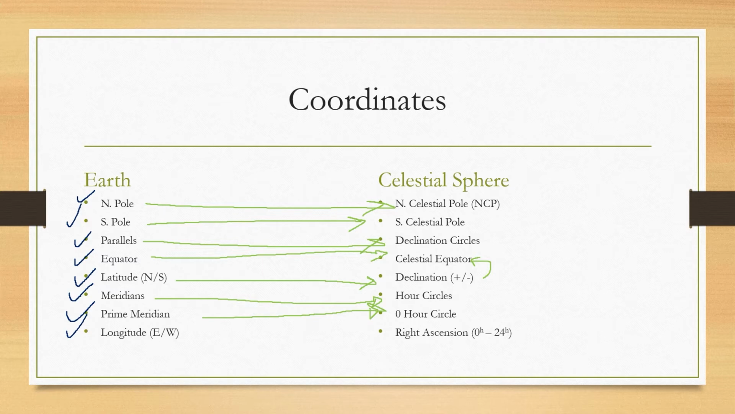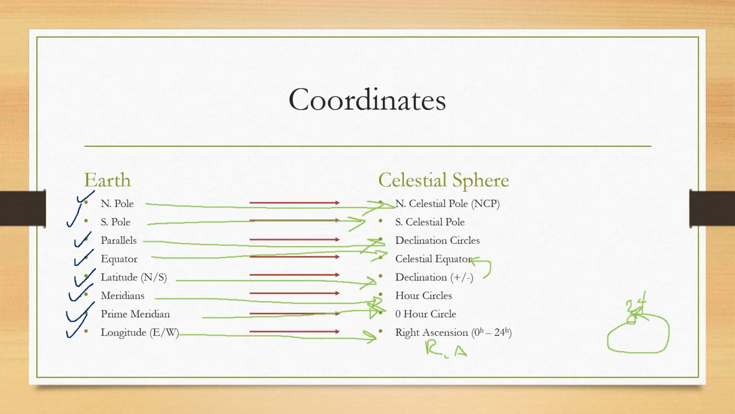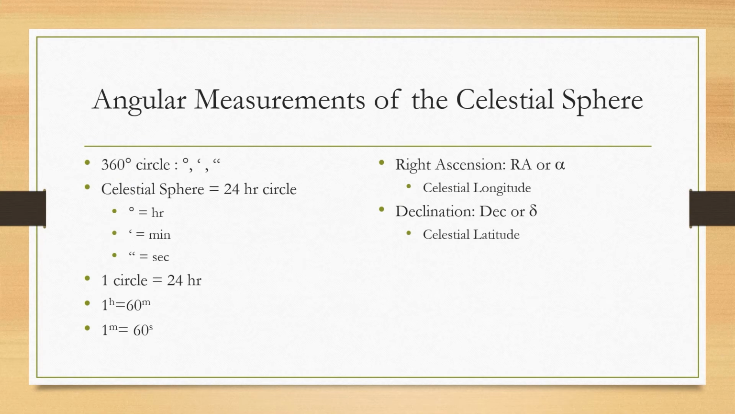And then we have longitude. Longitude becomes right ascension, or RA. Okay, it goes from 0 to 24 hours. It does not go 0, 24 one way. It is completely around in a circle from 0 to 24. If you need to look at this again, look at it with all the arrows. Really helpful. Angular measurements of the celestial sphere.